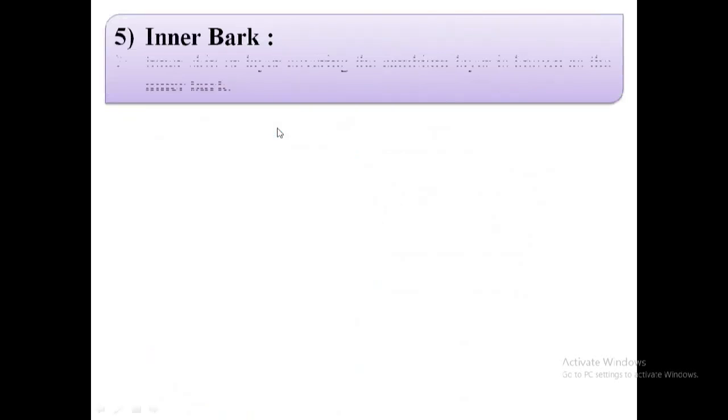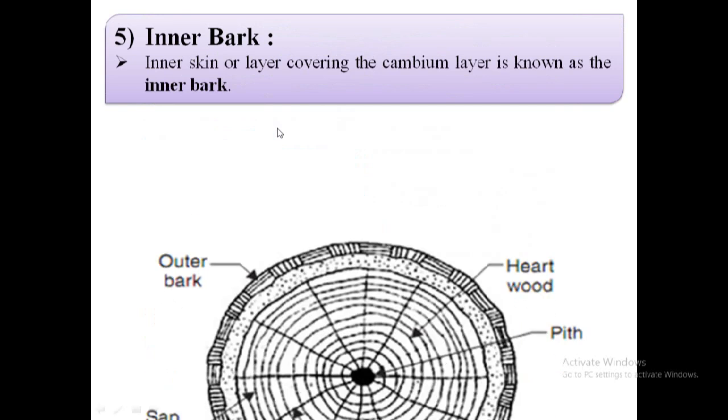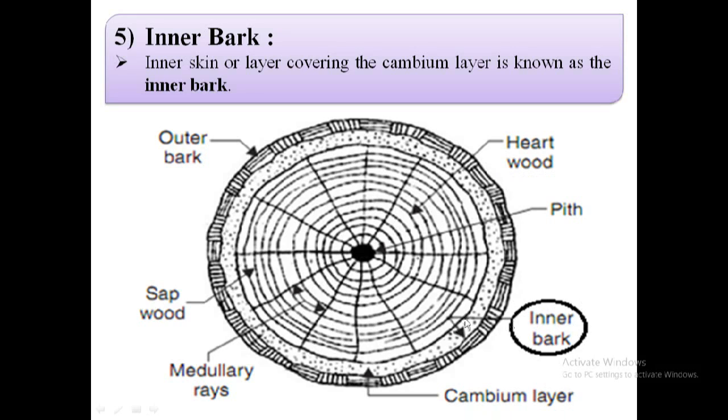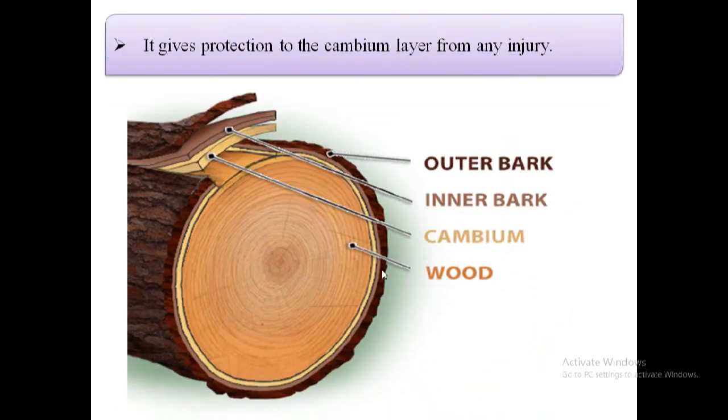Fifth component is inner bark. Inner skin or layer covering the cambium layer is known as the inner bark. So in this image we can see this is the inner bark, which is the inner skin or layer covering this cambium layer. This inner bark gives protection to this cambium layer from any injury.